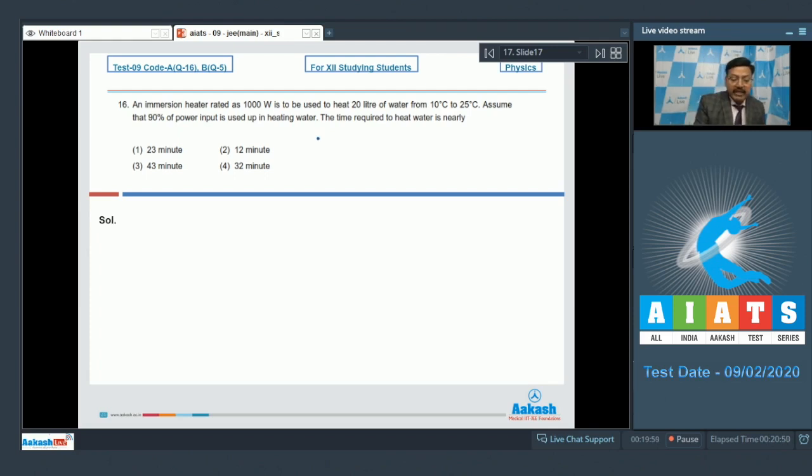So if the time taken is t second, we have P effective into t is equal to the mass into specific heat into change in temperature. That means we have P, which is 900 watt, the effective power, considering that 10% is being wasted, only 90% goes to heat the water, into time t in seconds is m. Well, the volume of water is 20 liter and mass we can take as 20 kg, because the density of water we can take as 1 kg per liter.